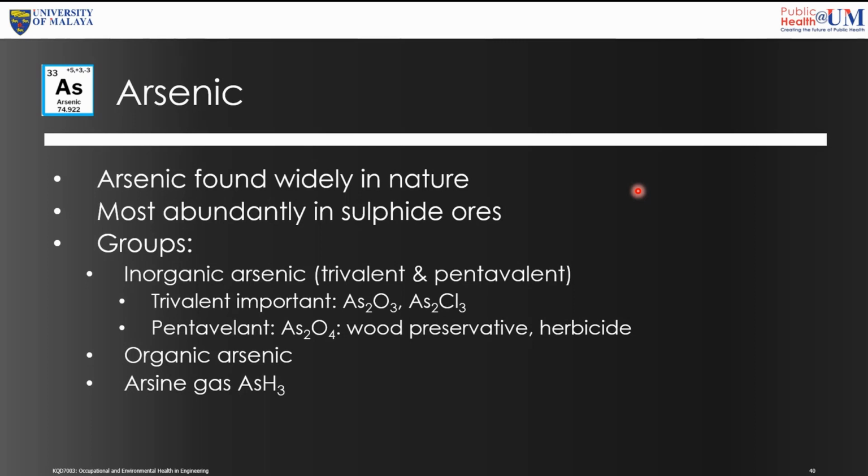Inorganic arsenic comes in two forms, trivalent or pentavalent. Trivalent includes arsenic oxide and arsenic chloride, and pentavalent arsenic oxide is used in wood preservative and herbicide. Then there is organic arsenic, and the last is arsine gas. Arsine gas is used in some semiconductor industry for manufacturing of circuit boards.